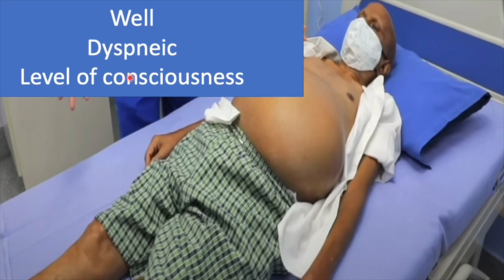A patient with dyspnea in a gastrointestinal system disease signifies either the presence of ascites, or the patient may be having a right-sided pleural effusion as a part of the cirrhosis, or it can be due to hepatopulmonary syndrome. So it is important to appreciate whether the patient is well, dyspneic, or in distress. The level of consciousness should also be assessed because in a case of cirrhosis, the patient can have hepatic encephalopathy and there may be alteration in the level of sensorium.